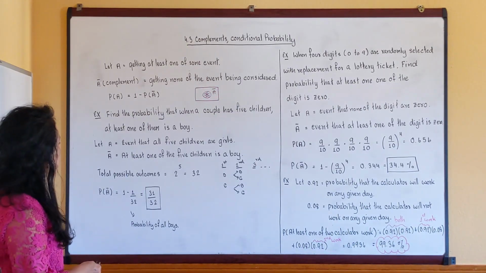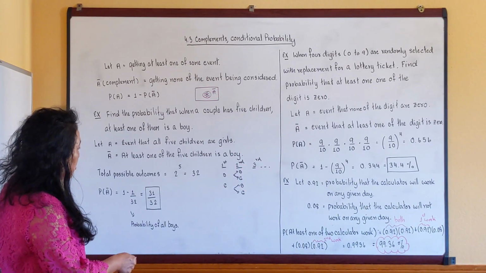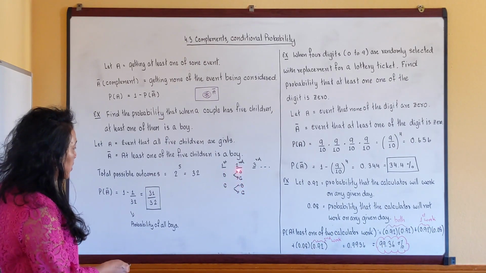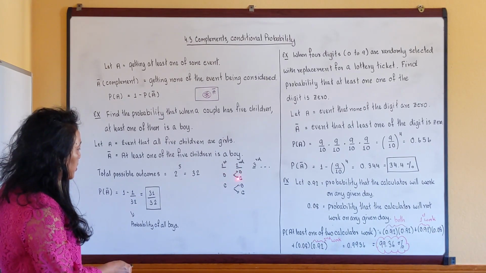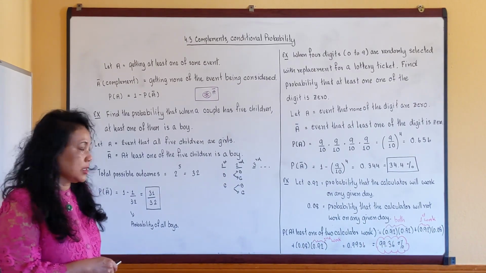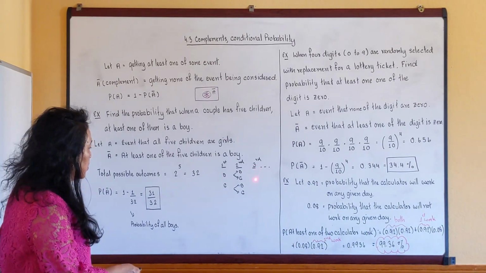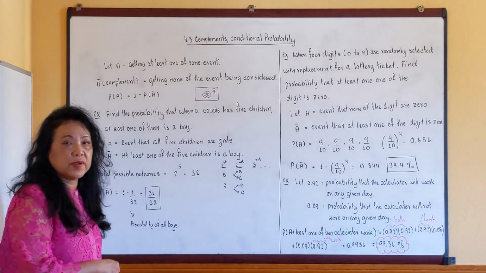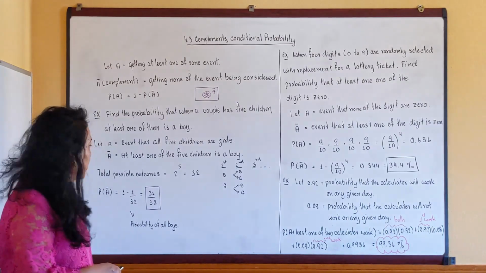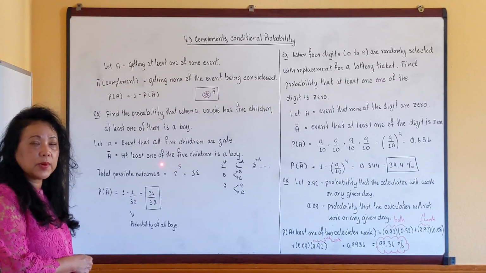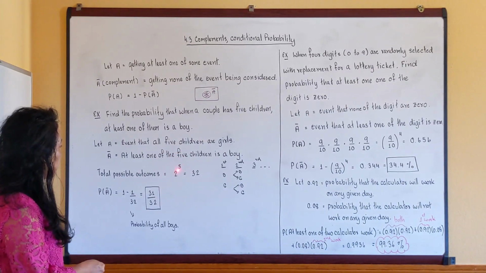So if you're going to do the tree diagram, if you have the first child, you're going to have 2 possible outcomes. Second child, you're going to have 4: BB, BG, GB, GG. Similar to the previous lecture. The third one, you're going to have 8 possible outcomes. The fourth one will be 16 and the fifth one will be 32 possible outcomes. So total possible outcomes will be 2, because there are 2 possible outcomes, boy and girl, to the fifth because you have 5 children. So it's 32.